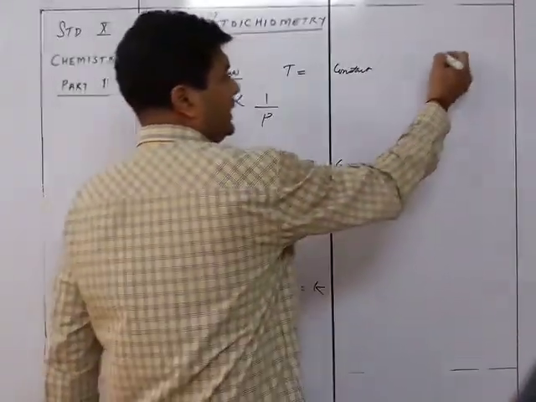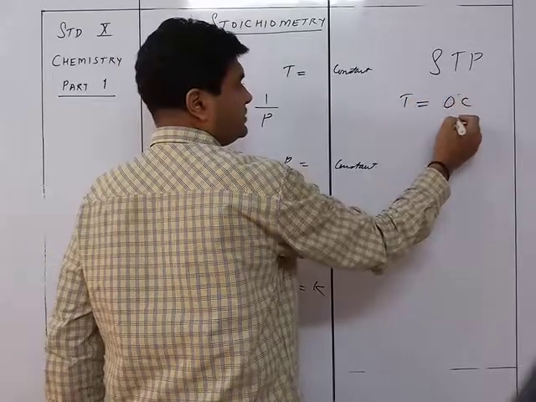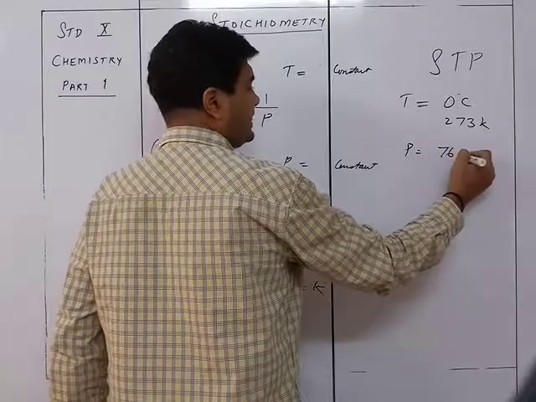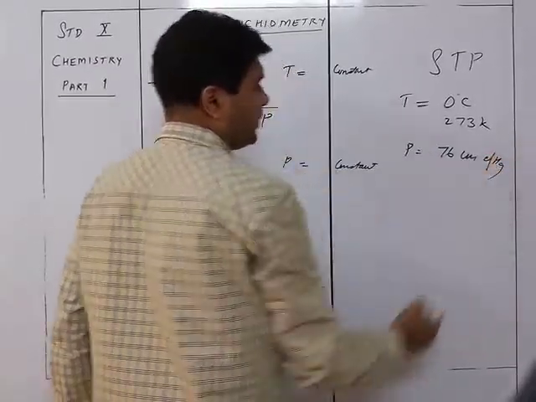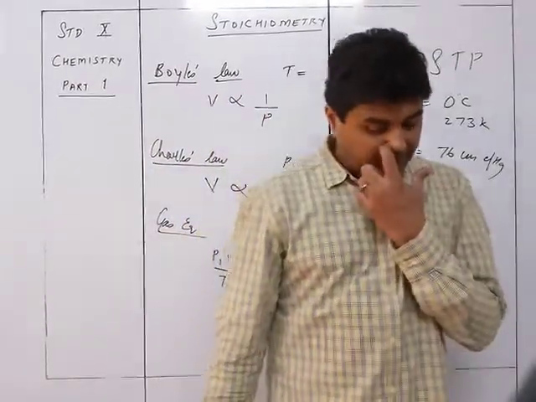STP values: temperature is equal to 0 degree Celsius, 273 Kelvin, and pressure is equal to 76 centimeter of Hg. That is 1 atmosphere, that is the pressure, which is nothing but the standard temperature and pressure condition.